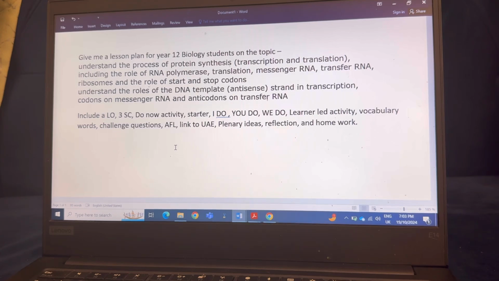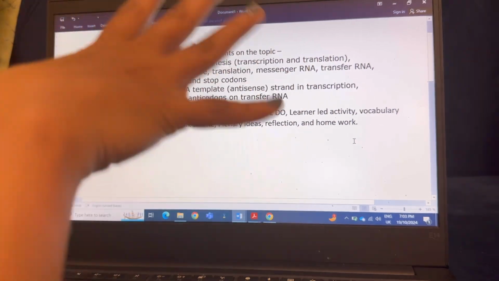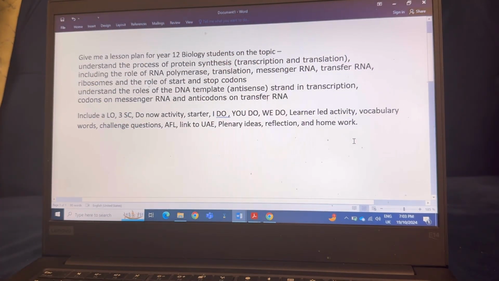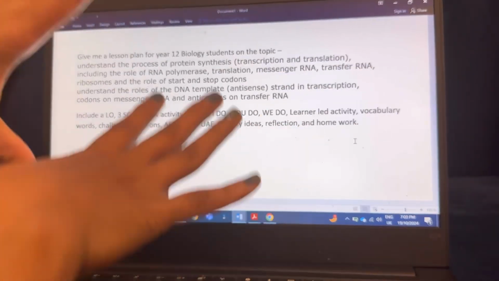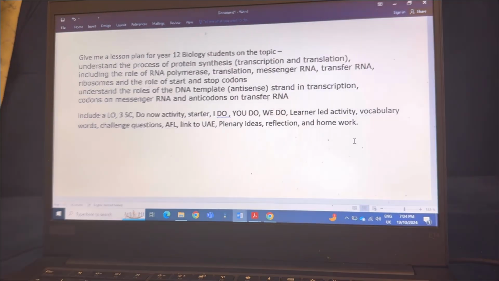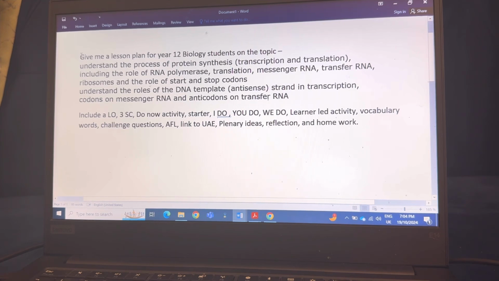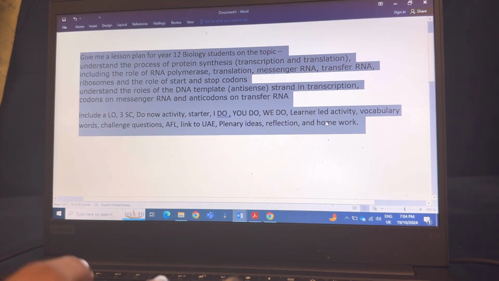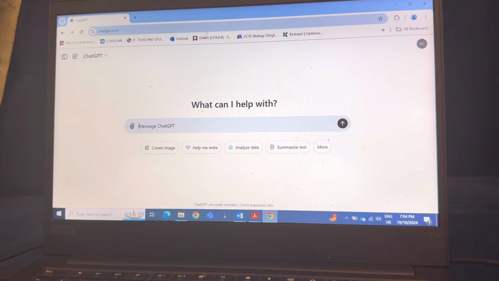AFL, which means assessment for learning, which is a term used in all the schools in Dubai, is a very important term. Link to UAE, plenary ideas, reflection, and homework. I need all these things for my lesson plan. So this is my framed sentence which I will give to ChatGPT. Let's see how to do that. Now, I'll copy this whole thing and go to the ChatGPT app.